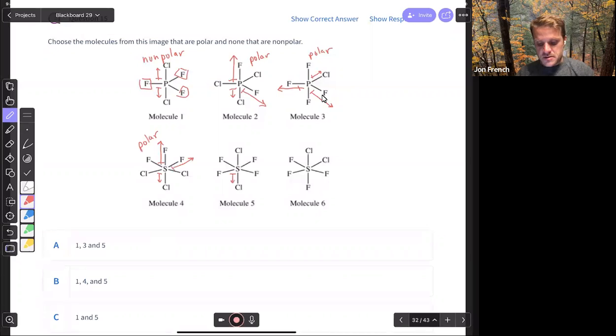Molecule 5 is symmetrical, so that would be a tie. So that's non-polar. And then molecule 6, again, we lose that symmetry. We've got a fluorine matched with a chlorine. So molecule 6 would be polar as well because we've lost symmetry in that molecule.